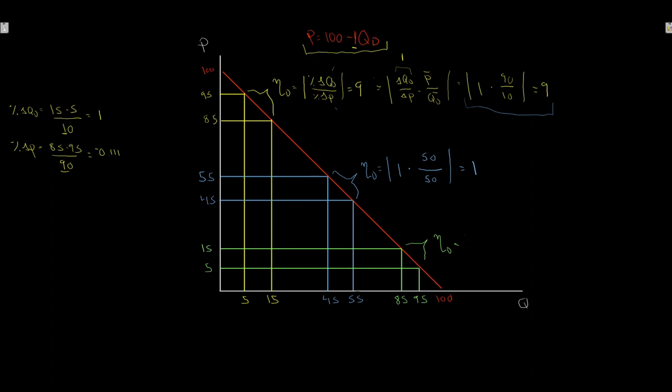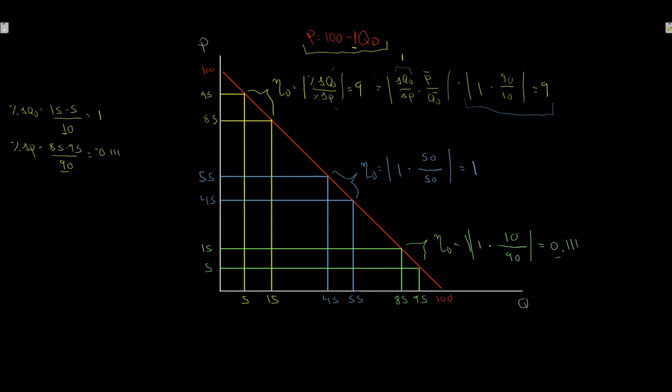Carrying on down, what do we have here? Well, okay, we have our slope of 1, or inverse slope of 1, rather. And then I'm going to have my average price. Well, what's my average price? Between 15 and 5, so 15 plus 5 is 20. 20 divided by 2 is 10. And then what do I have on the denominator? My average quantity. Average between 85 and 95, well, 85 plus 95 is 180, divided by 2, that's 90. 10 over 90 gives me 0.111 repeating.